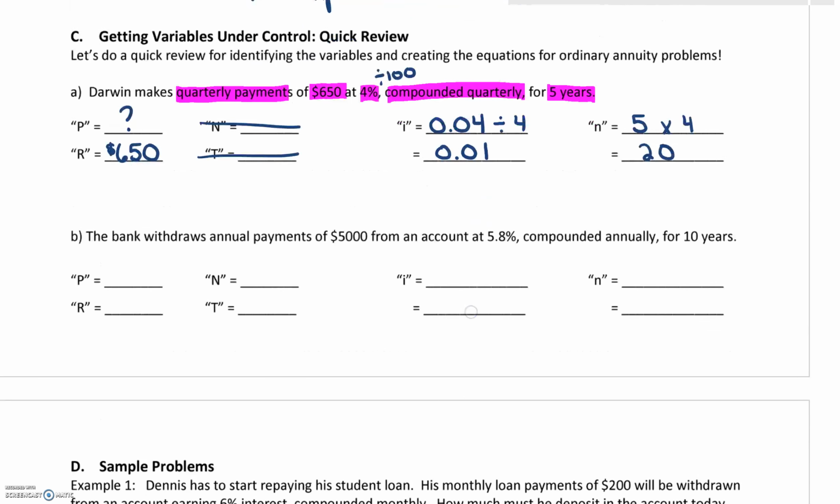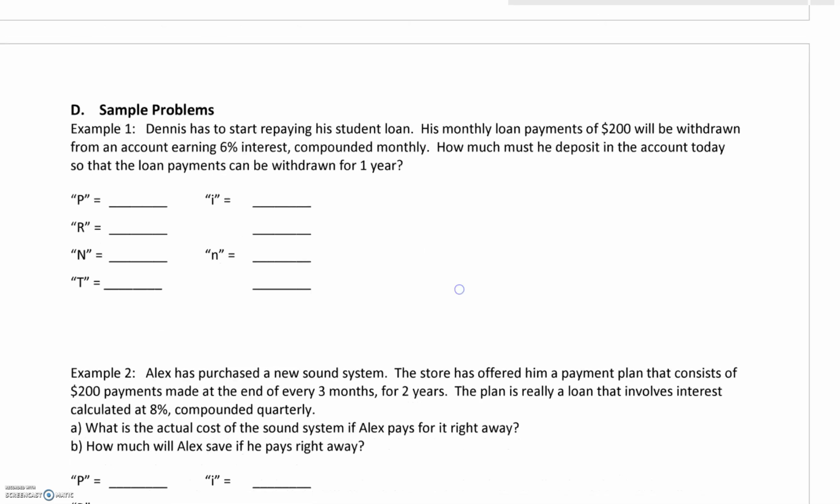So I'm going to go ahead and skip down to the sample problems. I'm going to skip down to example 1, and we'll do example 2, and then you can fill in the rest with the note that is supplied.